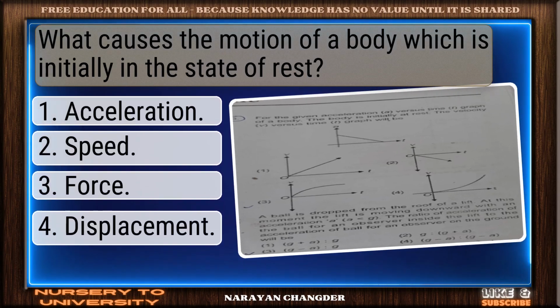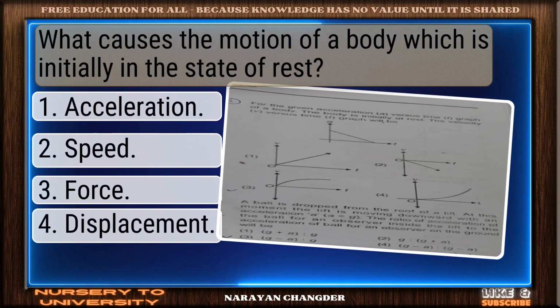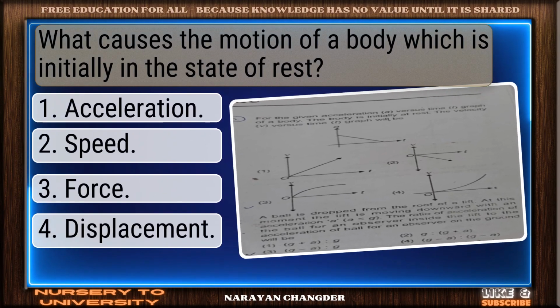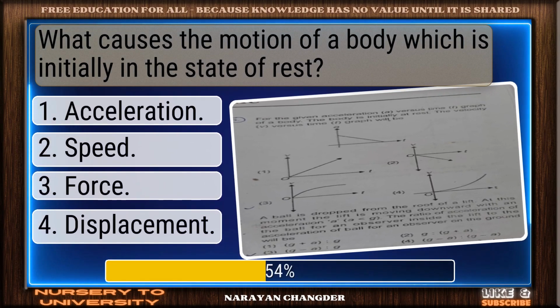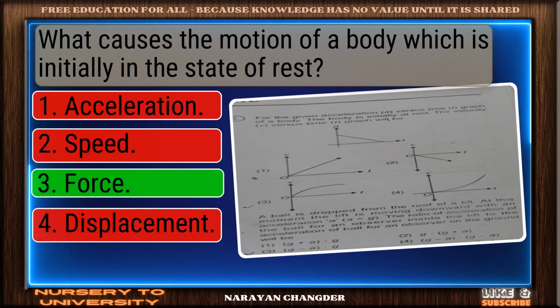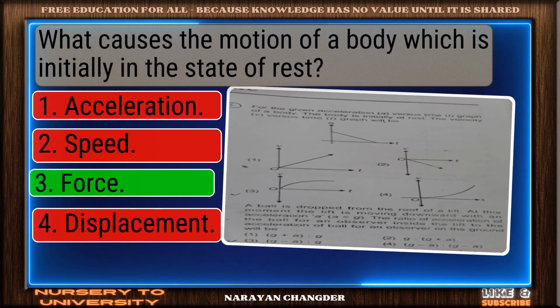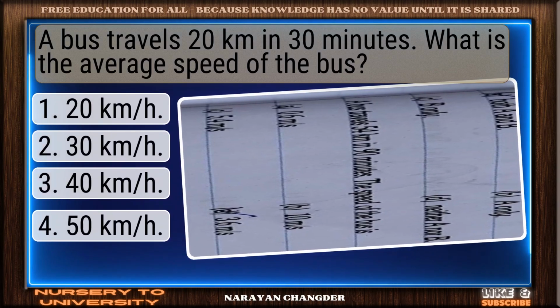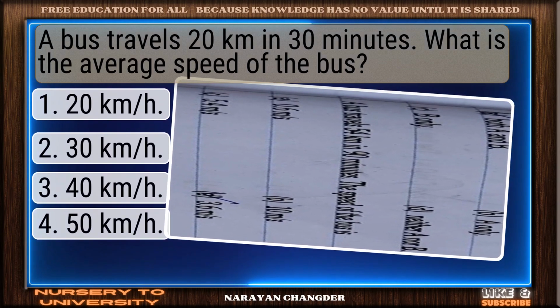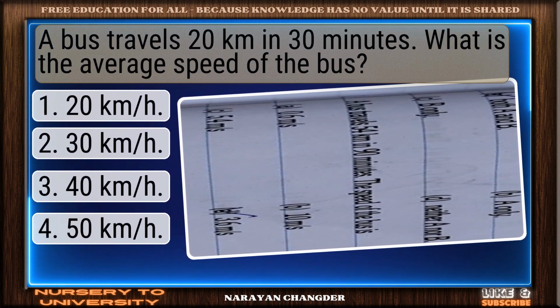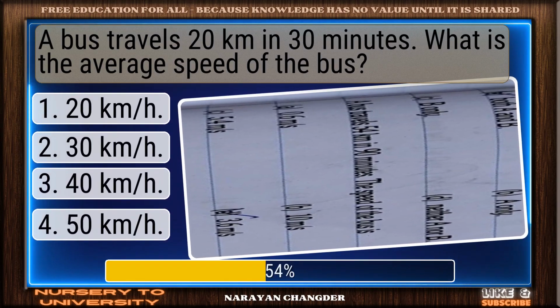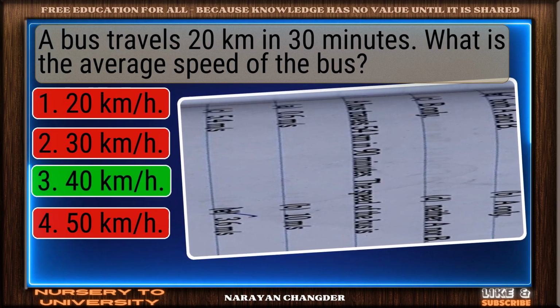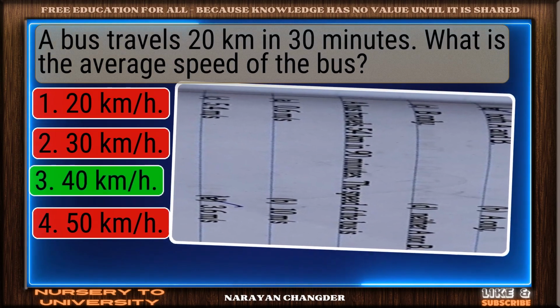Question number 134. What causes the motion of a body which is initially in the state of rest? Exactly. Force makes sense and it is right choice. Question number 135. A bus travels 20 km in 30 minutes. What is the average speed of the bus? Bravo, 40 km is the answer.